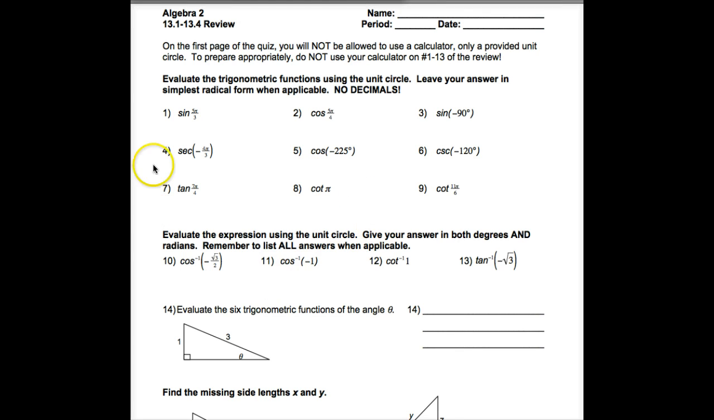So, I'm just going to pick a few of these. We're not going to do every problem, but just a couple from each section, or one from each section, depending. So, I'm going to start with number 4. It says, find the secant of negative 4 pi over 3. So, I need to find negative 4 pi over 3 first.